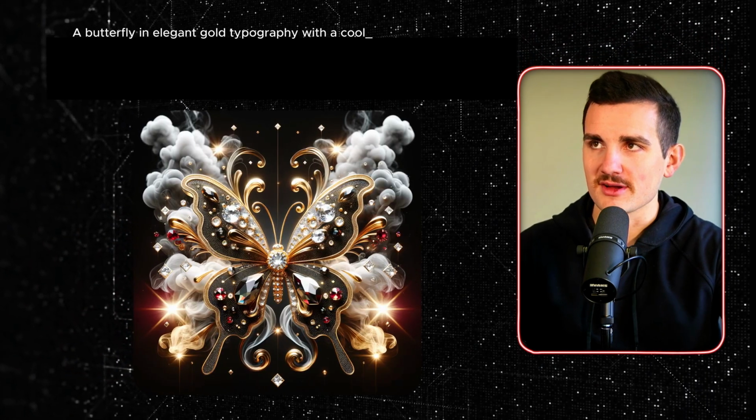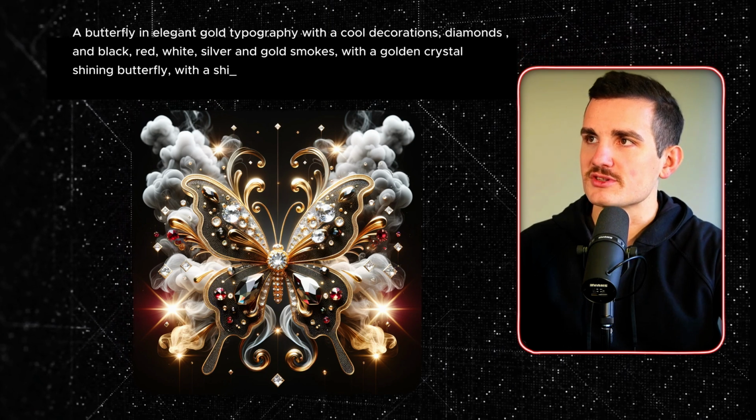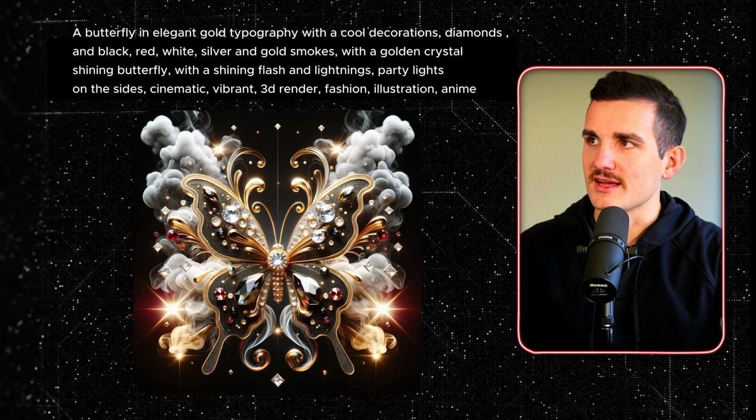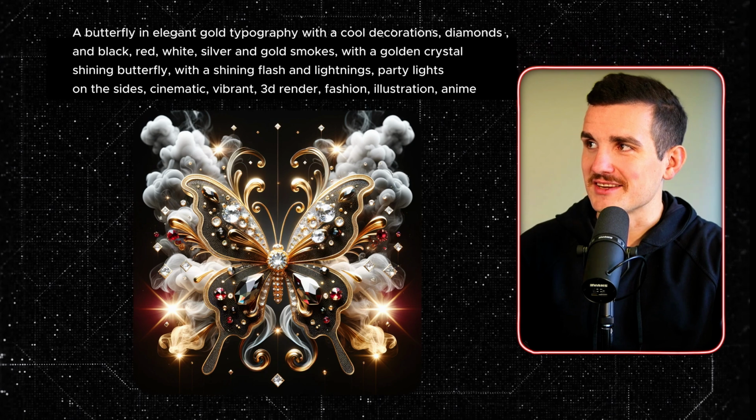Next up, we have Design 2, which is a butterfly in elegant gold typography with cool decorations, diamonds, and black, red, white, silver, and gold smokes, with a golden crystal shining butterfly with a shining flash and lightings, party lights on the side, cinematic, vibrant, 3D render, fashion, illustration, anime. Again, a ton of detail, but look at how amazing this design is.